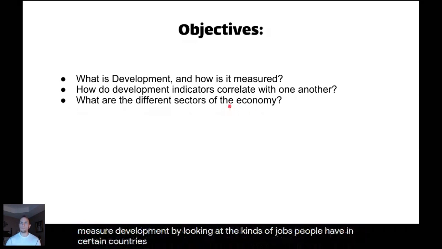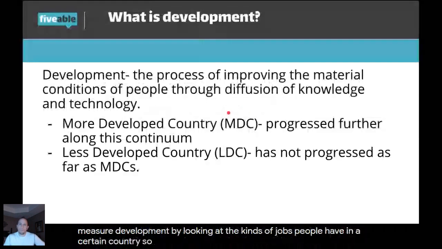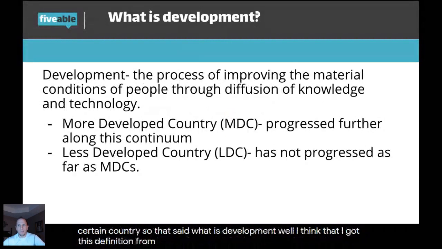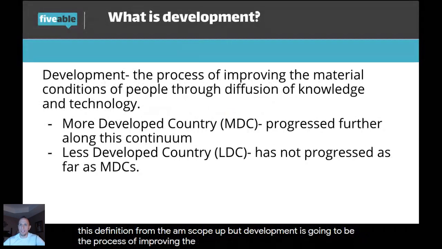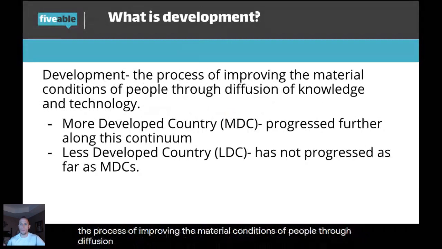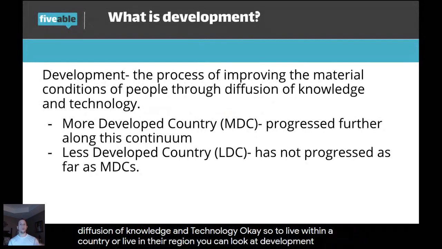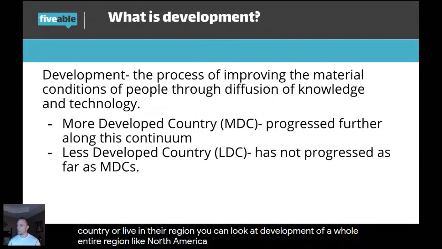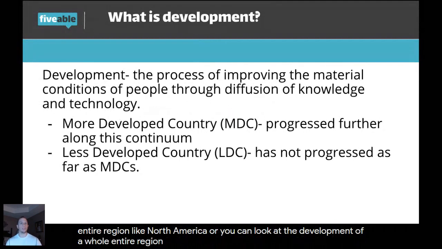So that said, what is development? Well, I think that I got this definition from the AMSCO book. Development is the process of improving the material conditions of people through diffusion of knowledge and technology. Okay, so we're looking at how well people are going to live within a country, or live within a region. You can look at development of a whole entire region like North America, or you can look at the development of a whole entire region like Southeast Asia.